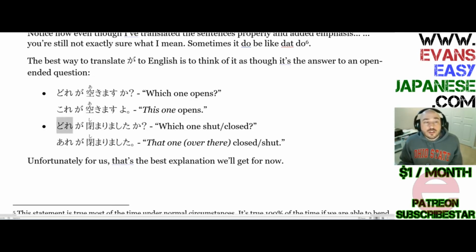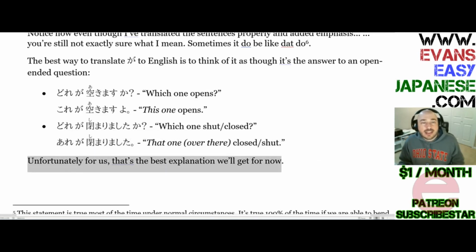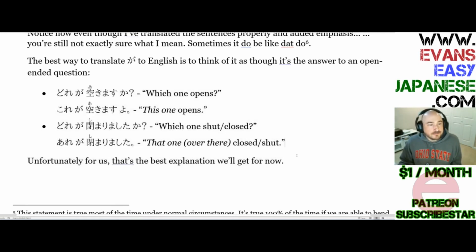All right. Dore ga shimarimashita ka? Which one shut, or which one closed? Notice it's intransitive. It's not which one did you shut. Notice the ga particle. Are ga shimarimashita. That one over there is the one that closed. Notice the emphasis is on that one, identifying the one that did close, not the fact that it closed. Unfortunately for us, that's the best explanation we'll get for now, at least in writing. If you were just reading this, it would be confusing.